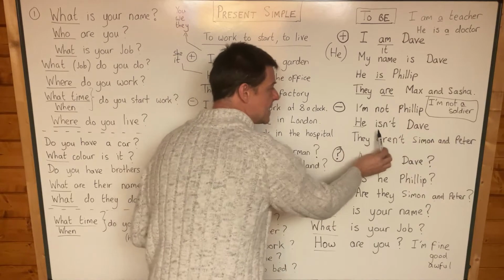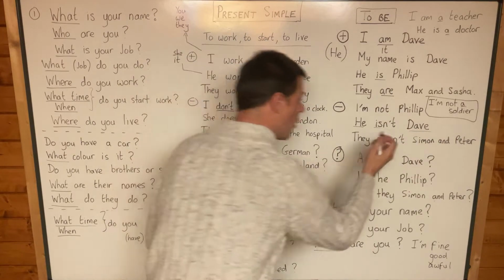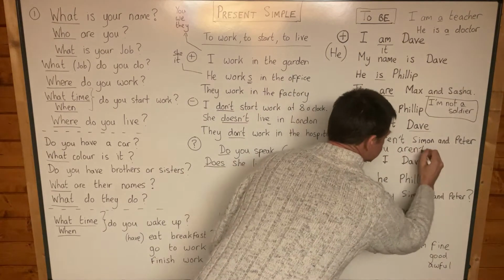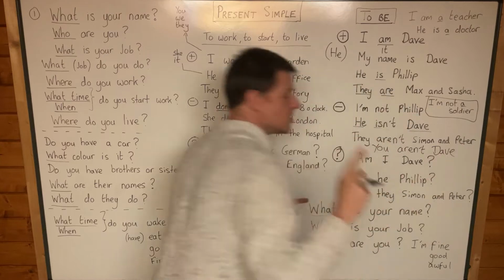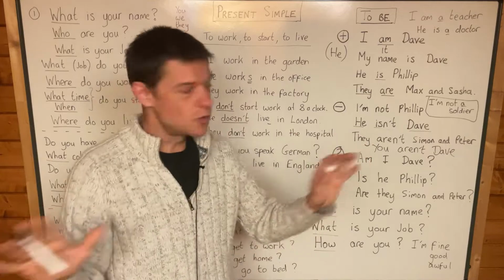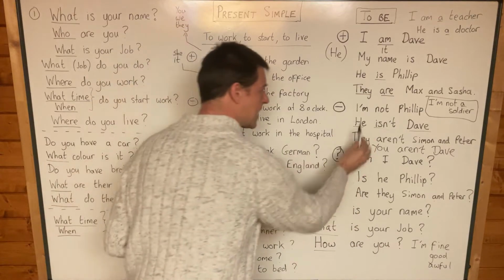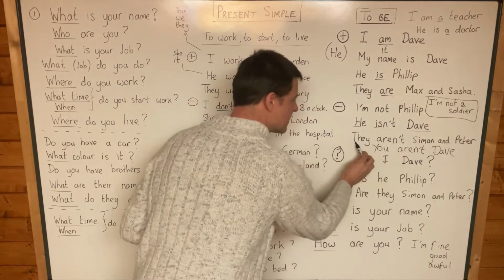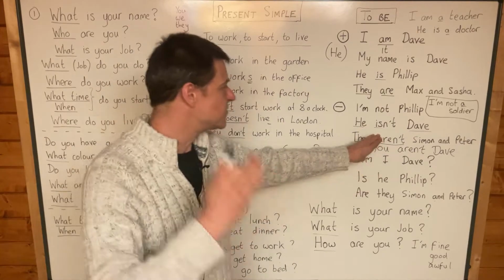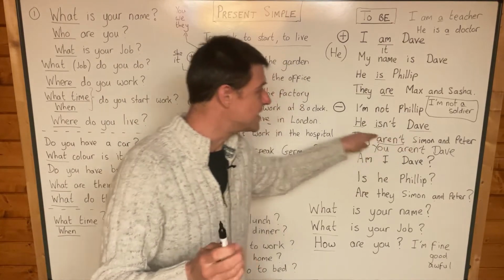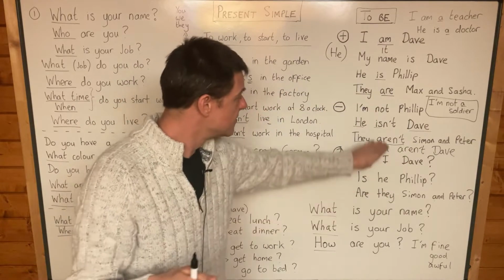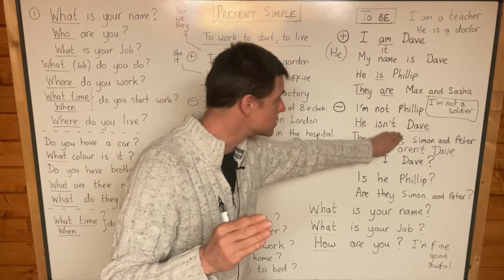Or he isn't Dave. Or you aren't Dave. Maybe you are Dave, but probably you aren't Dave. And we say they are Max and Sasha, but they aren't. Isn't means is not. He is not Dave. We make it shorter and say he isn't Dave, but it means he is not Dave.